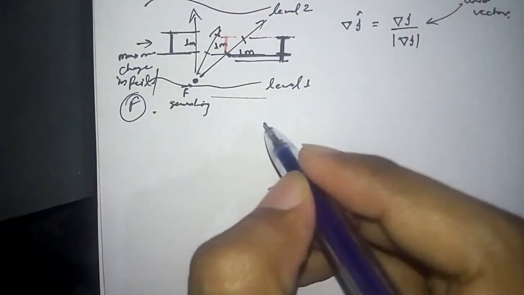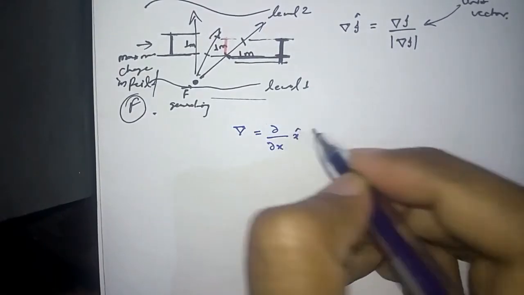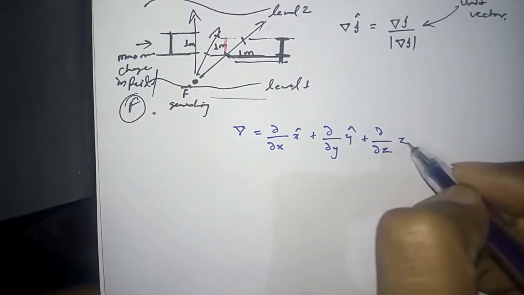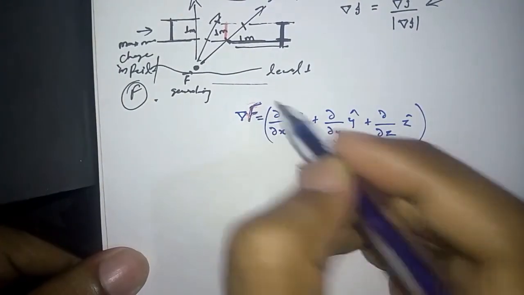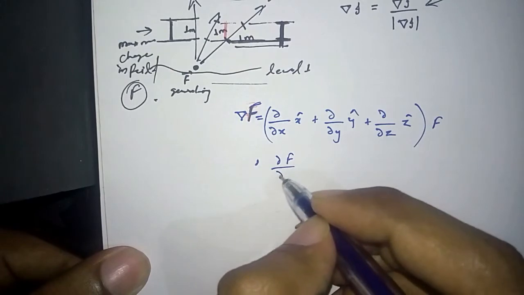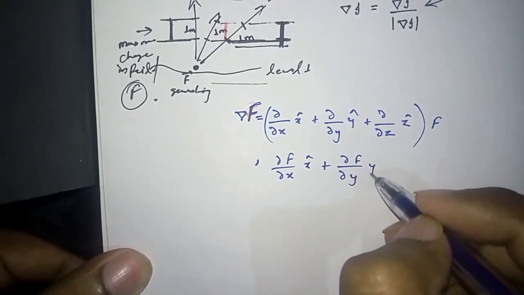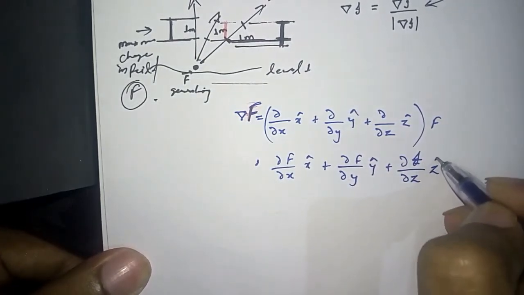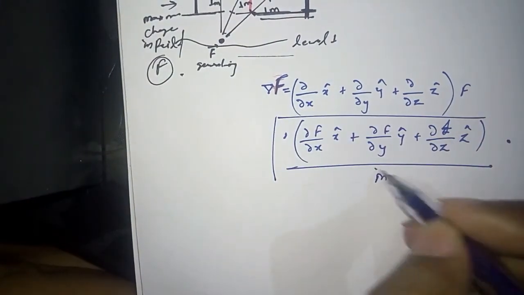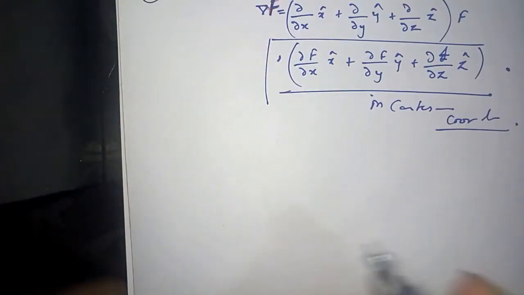As we have written above, del is del by del x of x cap plus del by del y of y cap plus del by del z of z cap. So the gradient of F will be this: multiply F inside, del F by del x x cap, del F by del y y cap plus del F by del z z cap. So this is the formula of gradient in Cartesian coordinates. We will discuss the general formula also.